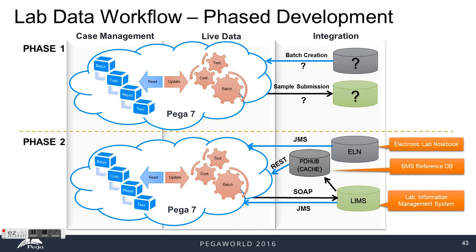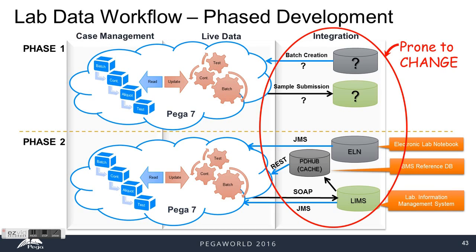In phase two, we are focused on the integration side of things. So now we know ELN or Electronic Lab Notebook would be the application we would be integrating with to create a batch in LDW, and JMS messaging is what we would use to make that integration happen. In addition to that, after the batch is successfully completed in Pega, it would be sent to LIMS or Lab Information Management System for further processing, and this integration would be performed using SOAP web services and JMS messages.